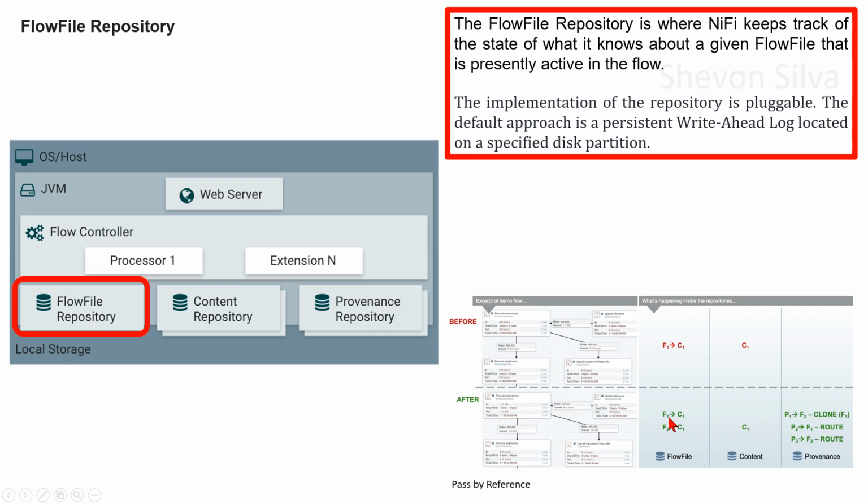is the processor clones the flow file to create F2. This copies all of the attributes and the pointer to the content. Since it is merely routing and analyzing the attributes, the content does not change. The flow files are then added to the respective connection queue to wait for the next processor to retrieve them.